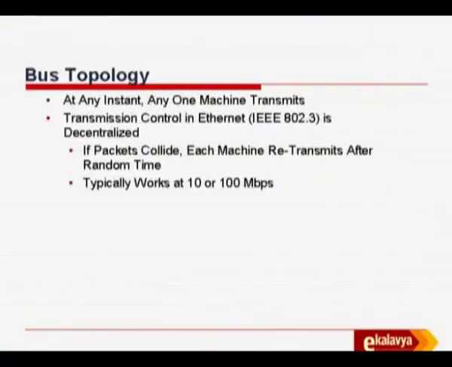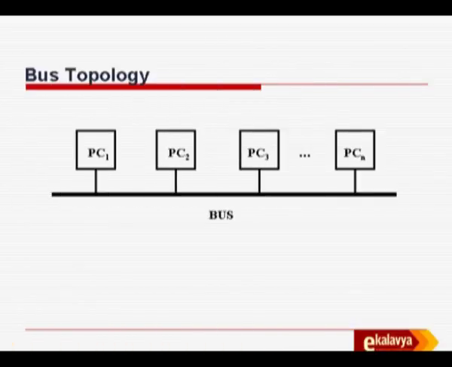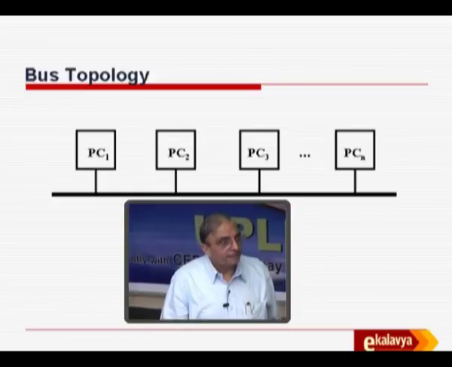Ethernet is probably the most popular example of this kind of bus topology, where the PCs talk to each other. The transmission control in this protocol, which is IEEE 802.3, is a decentralized protocol. So let me go back to the previous slide and explain. Here is PC1, PC2, PC3, PC4, PCN.